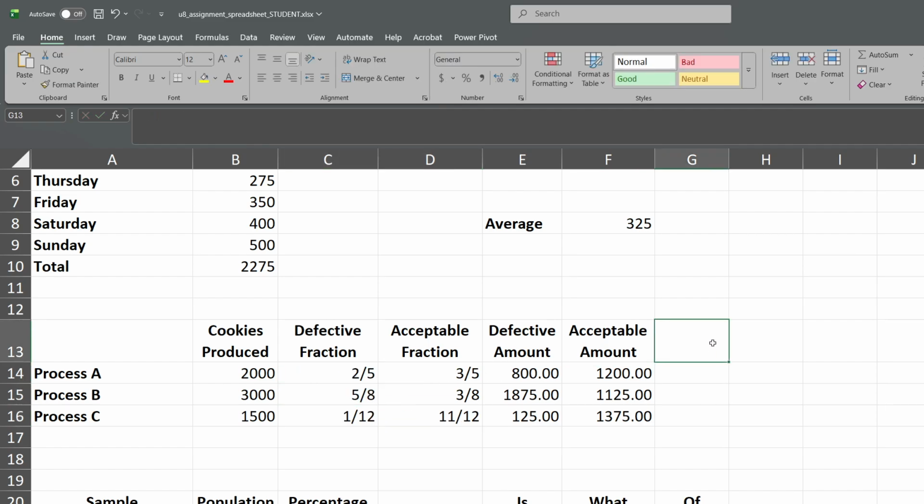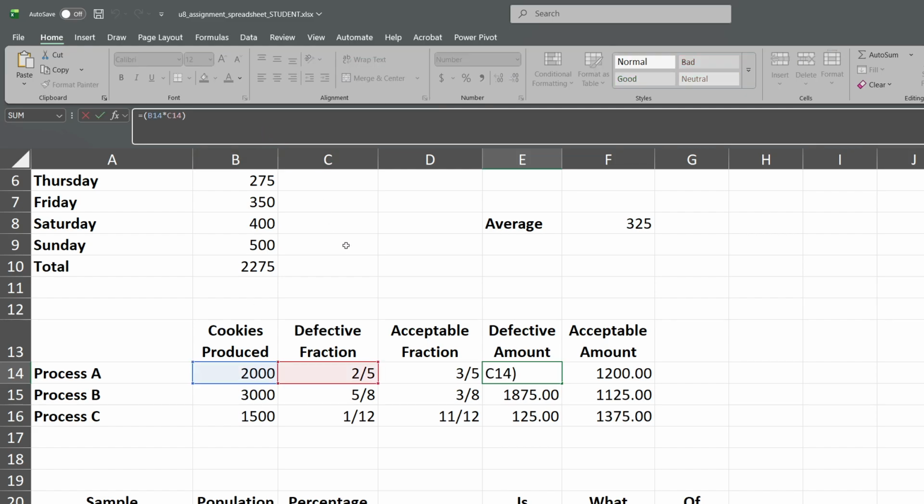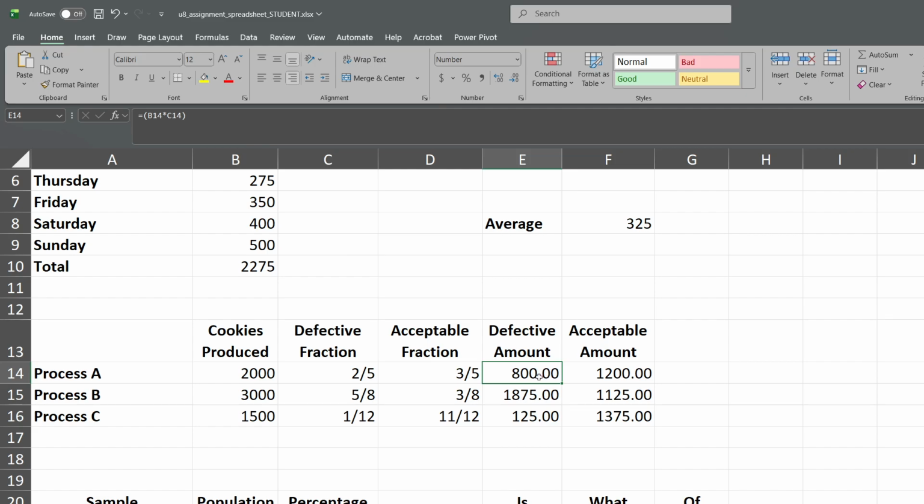Okay. Now we're going to get into our defects amount. Well, the defect amount is we're simply going to take what's in B14, which is 2,000 cookies. Now watch what happens. See, when I clicked up here in the function bar, it's telling me B14 times C14. So 2,000 times 2/5 equals what? 800. Same thing for here.